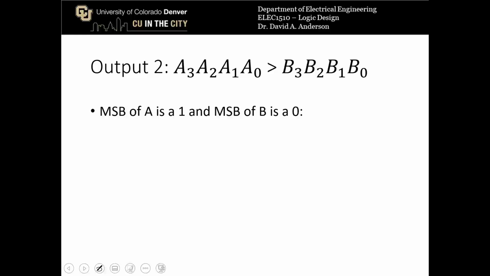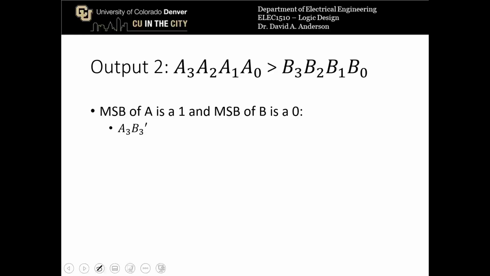So first, we can say if the most significant bit, or MSB, of A is a 1 and the most significant bit of B is a 0, then we know that the number A has to be greater than the number B, because with the most significant bit of A being a 1, the lowest number that it could possibly be is 1000. If the most significant bit of B is a 0, then the highest number that B could be is 0111, which is lower than A still. So if this first condition is true, then A must be greater than B.